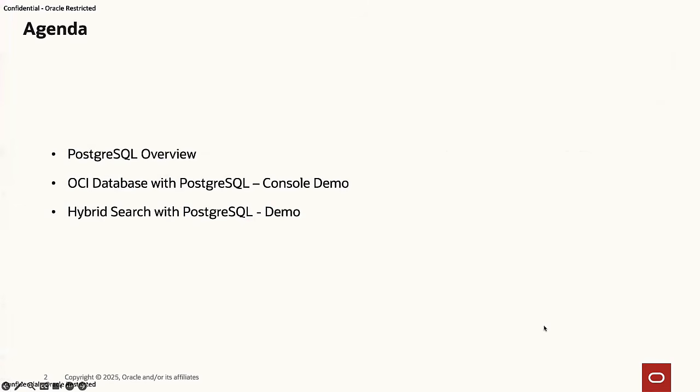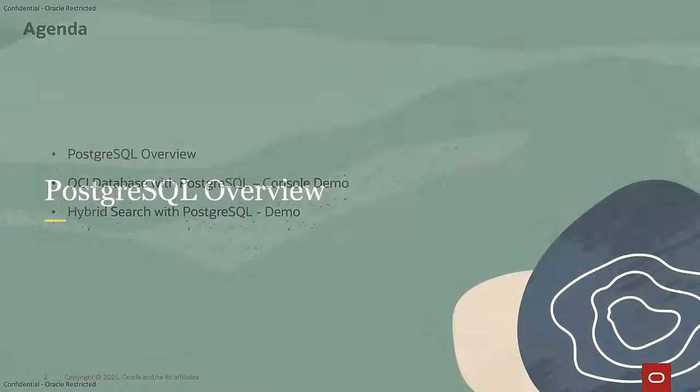Today's agenda is going to be an overview of Postgres. We'll talk about the open source database Postgres and why customers choose it. We will also jump into what the OCI differentiation is when it comes to Postgres. From there, I'll hand it over to my colleague Mike, who will run us through a console demo of OCI Database with Postgres, as well as a demo of our hybrid search with Postgres. So this is actual Postgres implemented and running in an AI retrieval augmented generation type workflow. So that's what we're going to cover today.